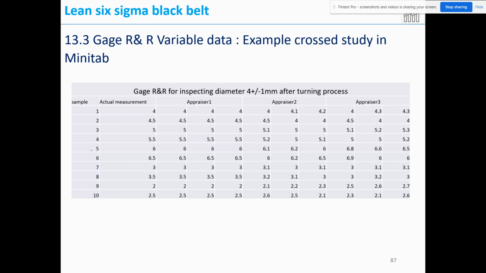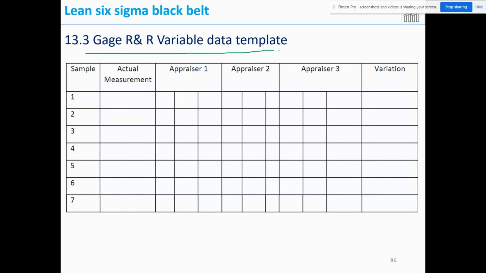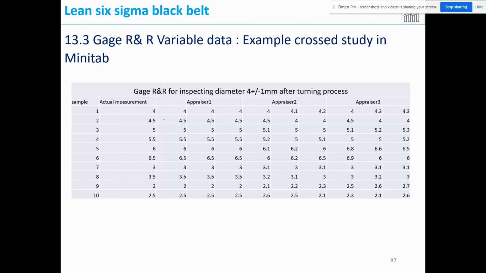So this is the format for gauge R&R variable data. Now here they filled some data. Here the actual measurement is there. You can consider it the master. Appraiser 1, there it is 2 times. Here it is taken 3 times. It is good. Appraiser 2 checked the same part 3 times. Appraiser 3 also checked the same part 3 times. Now let us plot the gauge R&R.